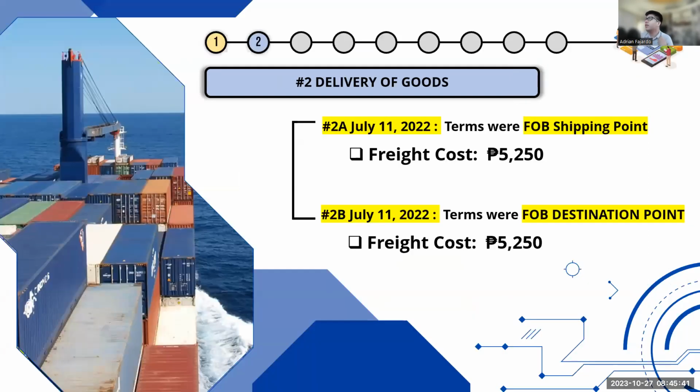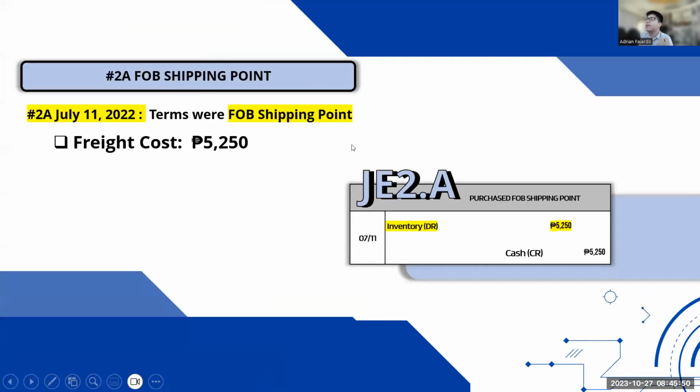So, for this, dalawa lang yung scenario. FOB shipping point and destination point. From the perspective of the buyer, si buyer lang yung mag-record sa shipping point. So, debit inventory, credit cash, 5,250.